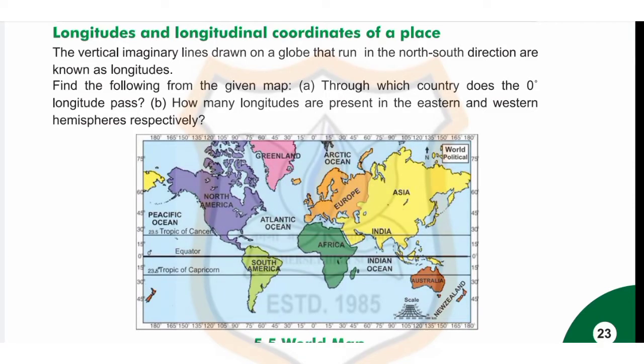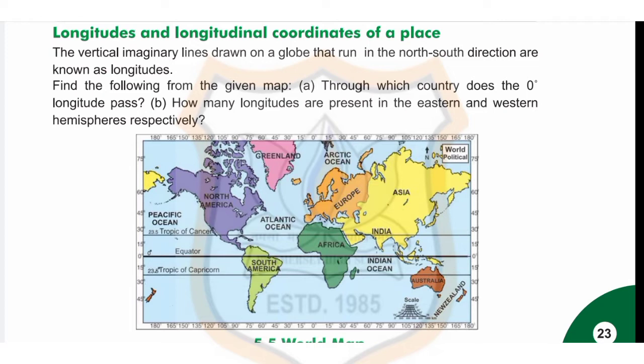Hello students, let us continue lesson number 5, and the name of the lesson is Location and Time. The topic is longitudes and longitudinal coordinates of a place.